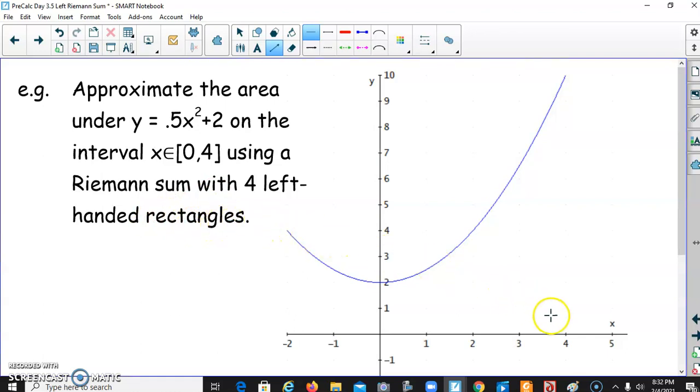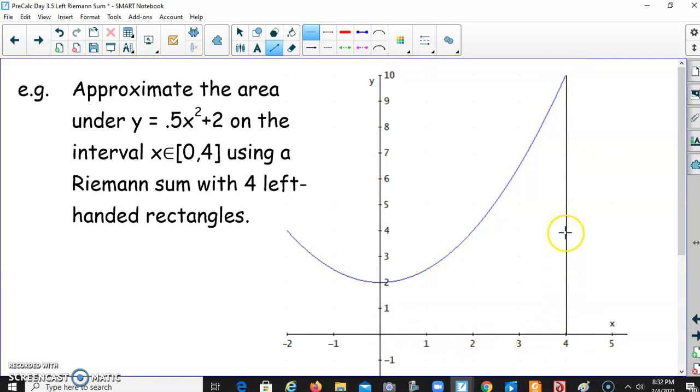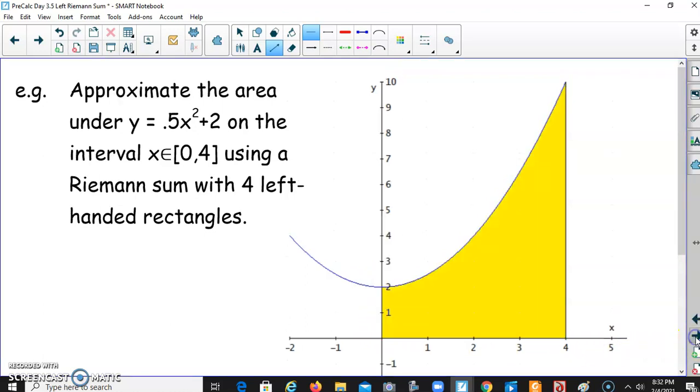So the first thing I would like to do is draw in a vertical line at x equals 4 up until it meets my curve. So this is the space that we're talking about. It's north of the x-axis, it's to the left of x equals 4, it's below the curve y equals 0.5x squared plus 2, and it's to the right of the y-axis. So here you can see it shaded in yellow.